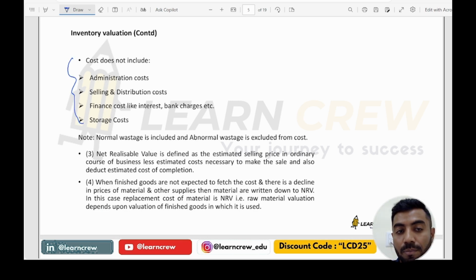No matter what, it won't be included. What is that? Administration cost. This is a general admin cost. Okay, this is not to be included. Selling and distribution cost. This is also not to be included.